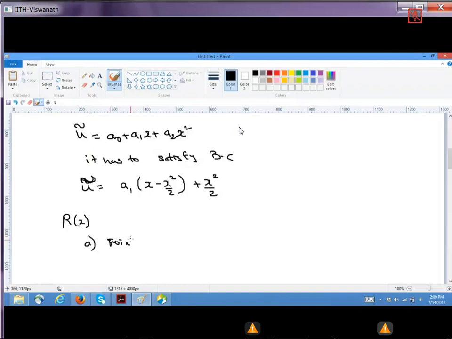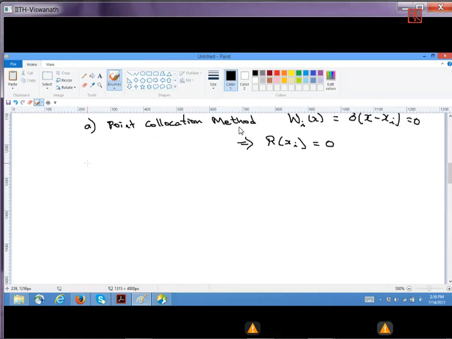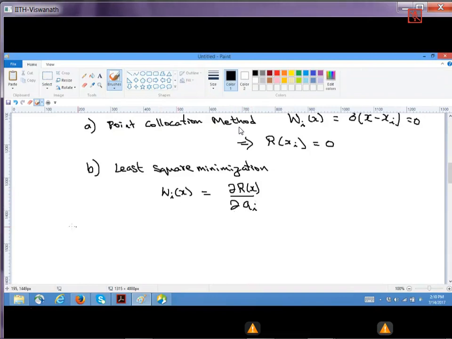In the point collocation method, W of x is nothing but delta of x minus xi is equal to 0. That was the point collocation method. For the second one, least square minimization, wi of x is defined as dou R by dou ai, and then you integrate over the entire thing.